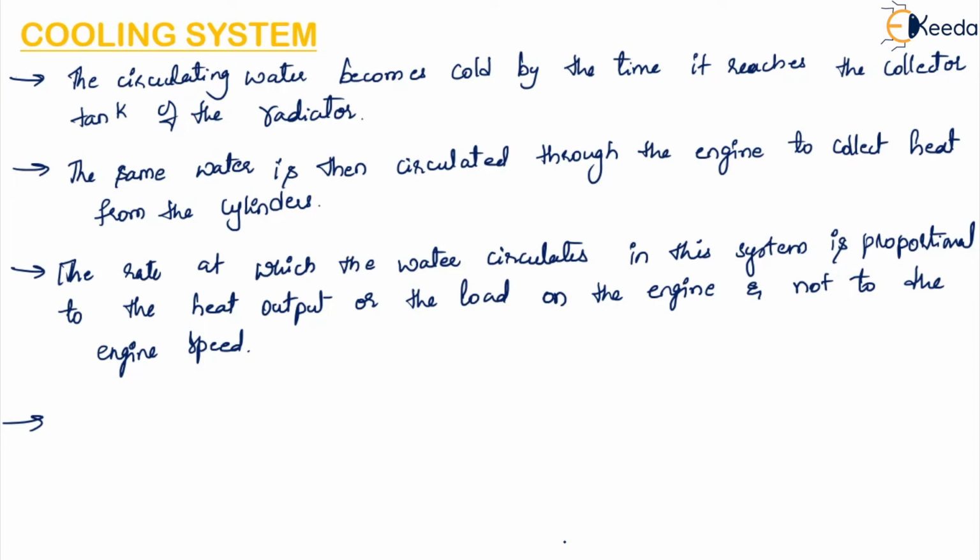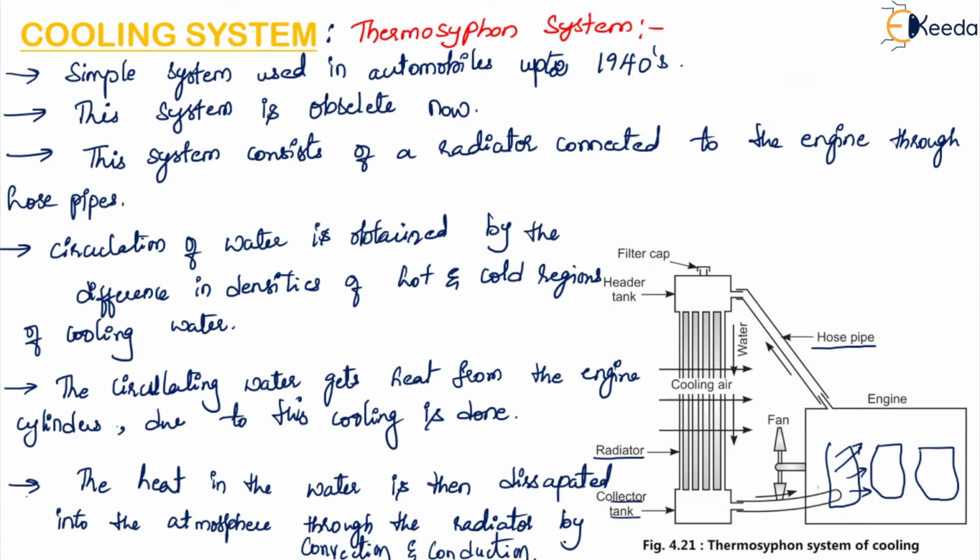So some of the systems also had fans fitted. Here you can see there is a fan fitted behind the radiator, and this fan was driven by a pulley and belt from the crankshaft so as to assist the flow of cooling air.